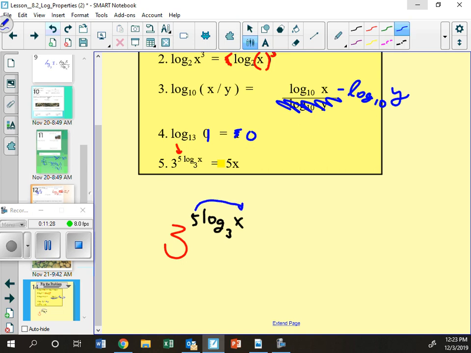Up on top here to be a power on this x. And why would you care? Because then if I move it there, the bases are the same, so the answer's already there, and so that's the answer. It should be x to the 5th, not 5x.